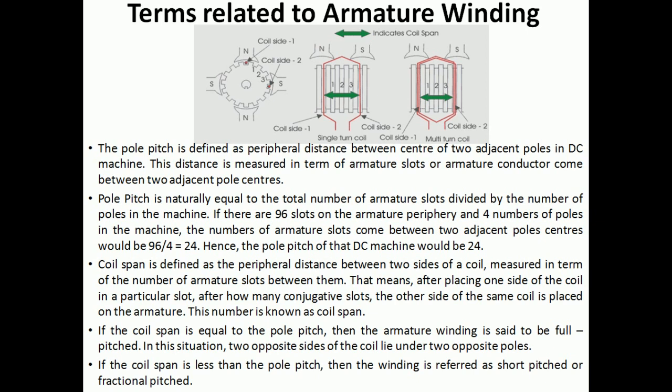Based on the values of coil span and pole pitch, you can classify the armature winding into a fully pitched one or a short pitched one. If the coil span is the same as the pole pitch, then you can say it is a fully pitched one. Whereas if the coil span is less than the pole pitch, then you can call it a short pitched one. It is also called fractional pitched winding.